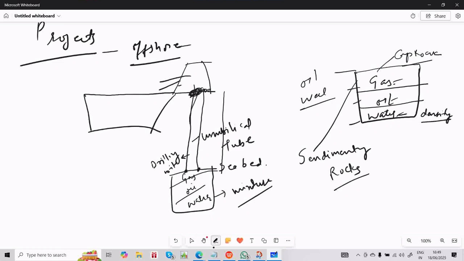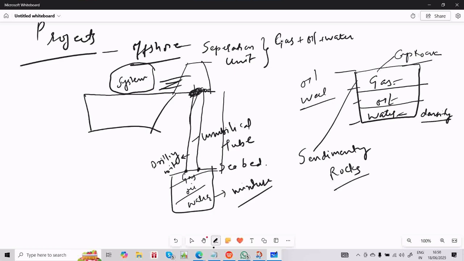Now from this turret, there is a pipe rack. This pipe rack will transfer all this liquid into a system. The system is what? The separation unit. Now what happens in this separation unit is this mixture separates into gas, oil, and water.